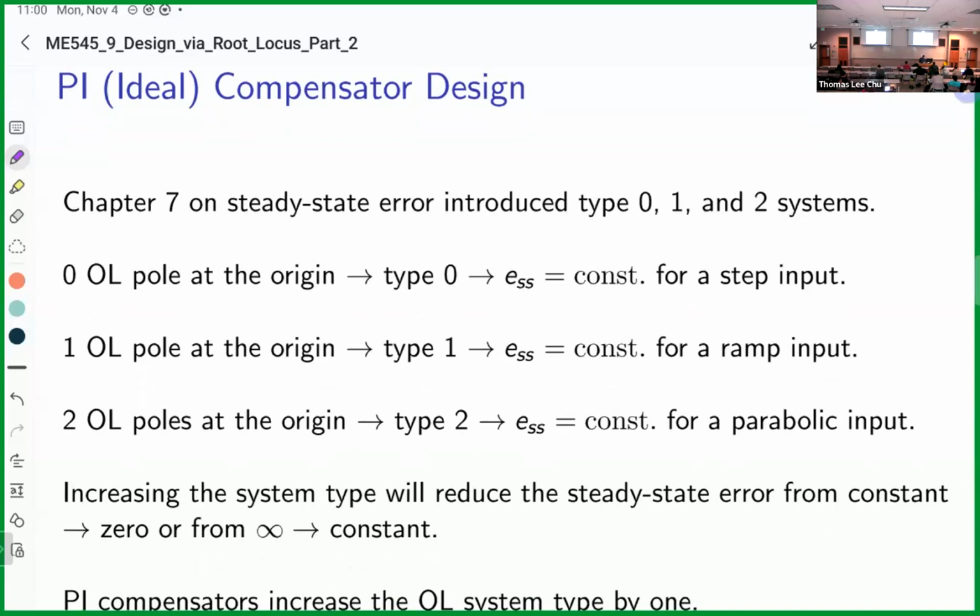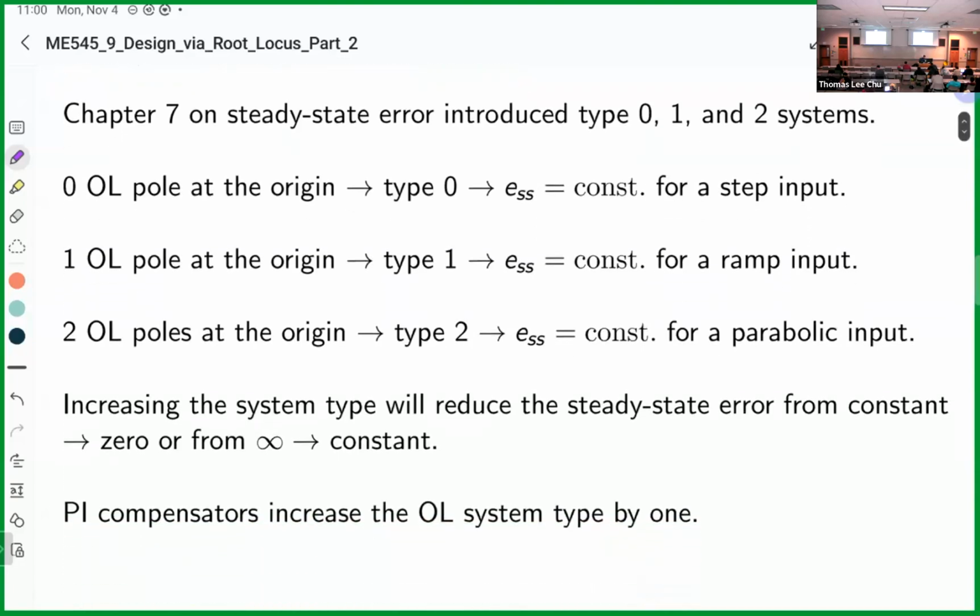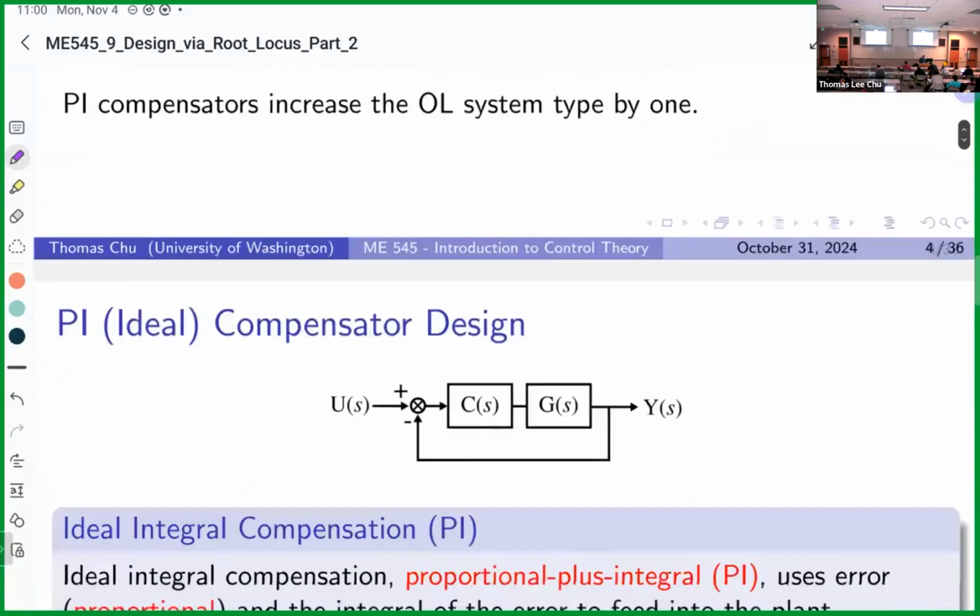So a PI compensator increases the system type by 1 and will reduce the steady state error from constant to 0, or from infinity to constant. So if I have a type 0 system, a PI controller will make it have a 0 steady state error for step input, and a constant steady state error for a type 1 system. So yeah, PI compensators increase the open loop system type by 1. And that's the takeaway.